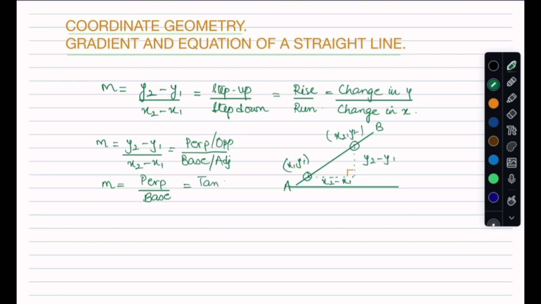Therefore, the gradient can be represented with respect to the x-axis as the ratio of the vertical to the horizontal, the rise with respect to the horizontal. So a line from the horizontal can be raised by a particular angle, which can be represented as tan theta equals y2 minus y1 divided by x2 minus x1, which is perpendicular over base. Or we can give the gradient as the ratio of the change in the y values divided by the change in the x values.